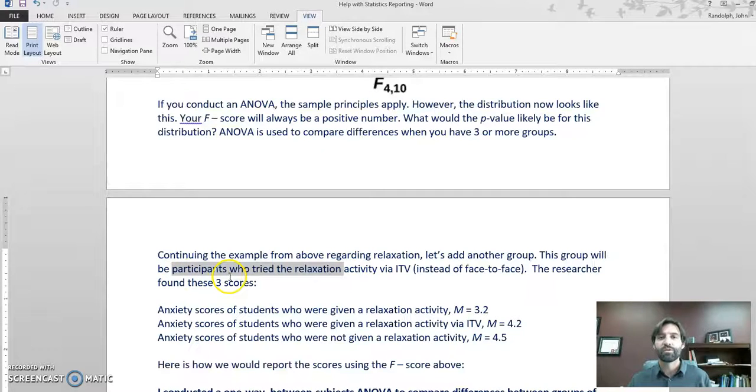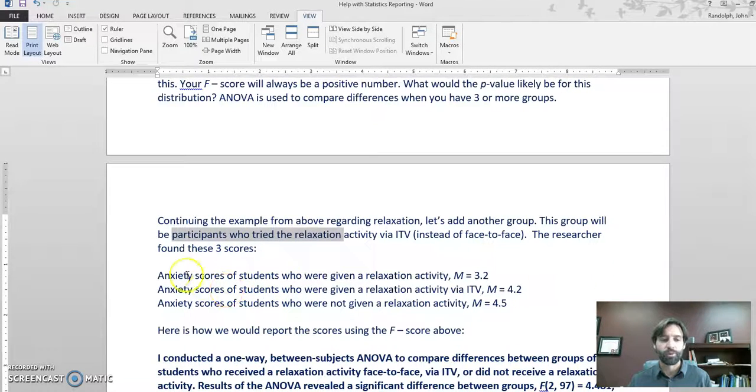The researcher then found these 3 scores by adding that third group. Anxiety scores of students who had the relaxation activity in person: their mean score was 3.2, pretty low. Anxiety scores of students who were given the relaxation activity via ITV: the average there was 4.2. And then anxiety scores of students who were not given a relaxation activity: those were 4.5. So we would run ANOVA to actually compare the differences between those 3 groups.